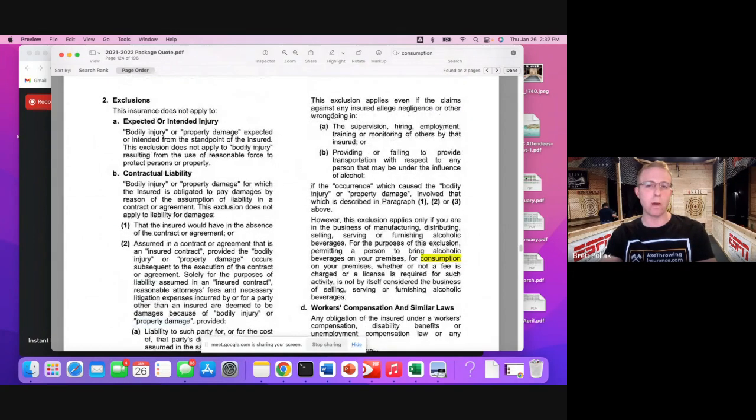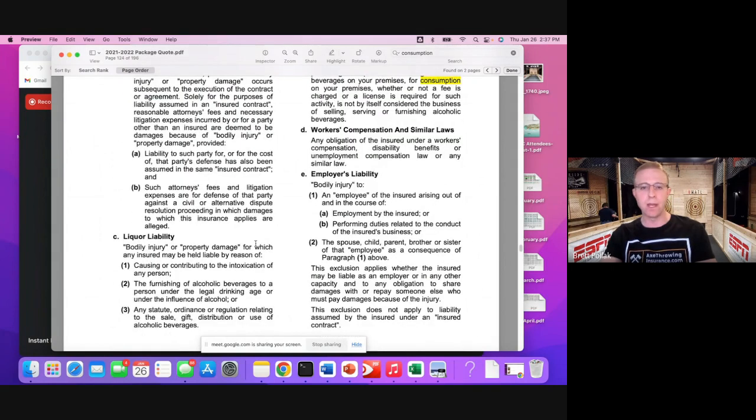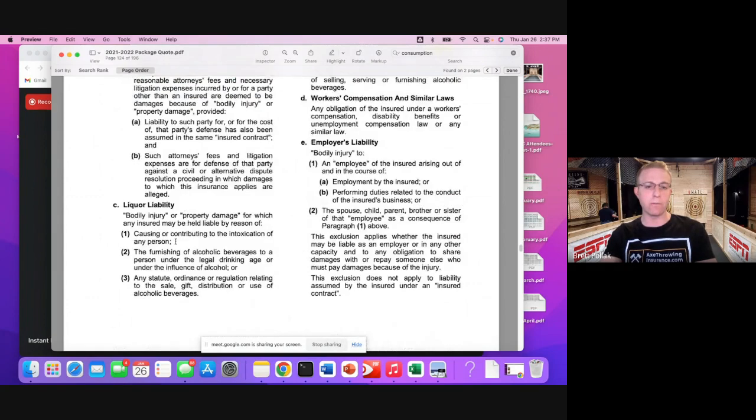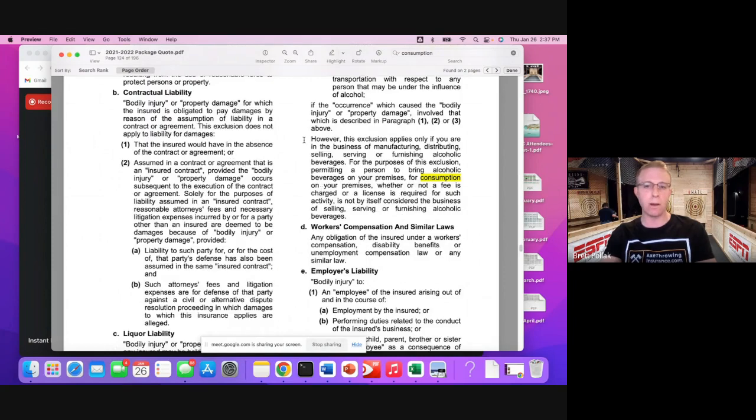Now, if you go to the right side of the page and you scroll down, you're going to see a paragraph here. This is the standard form. Just like under A, expected or intended injury, where they gave you a carve back, there's also a carve back with exclusion C. If you read this, the carve back says, however, so again, selling, serving, or furnishing alcoholic beverages is all excluded. But then it says, however, this exclusion applies only if you are in the business of manufacturing, distributing, selling, serving, or furnishing alcoholic beverages.